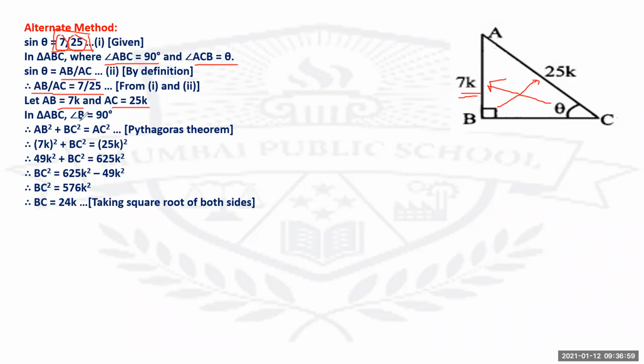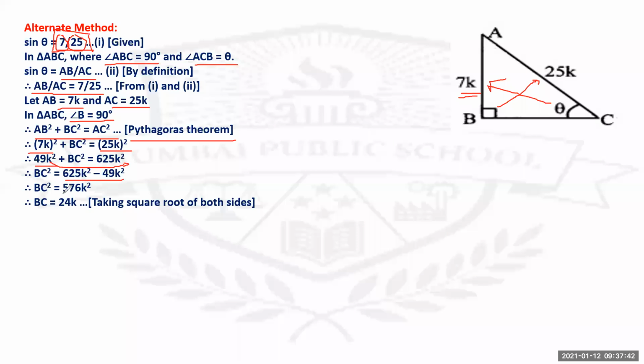Now, with respect to this, in triangle ABC, angle B is 90 degrees. So therefore, AB square plus BC square equals AC square. This is by Pythagoras theorem. So with respect to this, what do we get? 7k the whole square plus BC square equals 25k the whole square. So to solve this, 7k the whole square is 49k square, and you shift it to the other side. When it goes to the other side, it becomes minus 49k square. So you get BC square equals 625 minus 49k square.